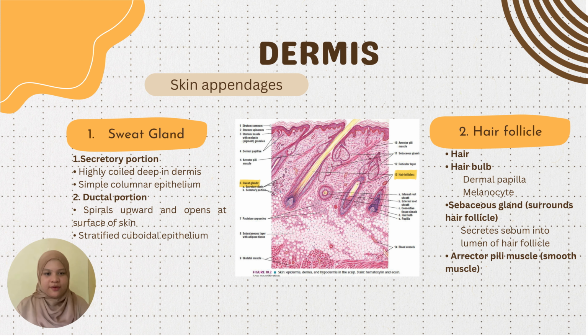Next is the hair follicle. The hair follicle consists of the hair bulb and the sebaceous gland that surrounds the hair follicle and secretes sebum into the lumen of the hair follicle.